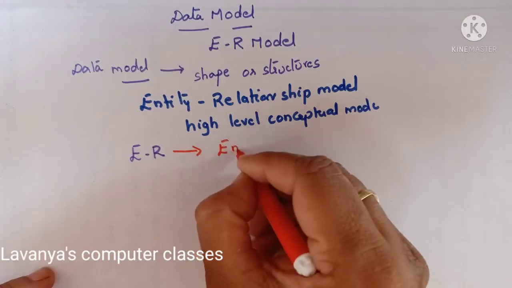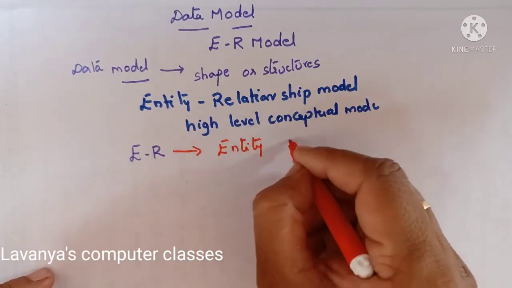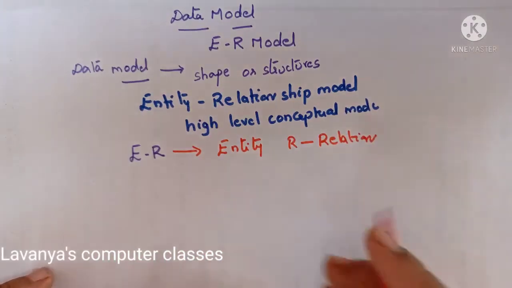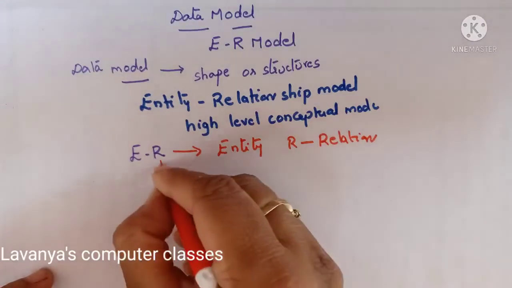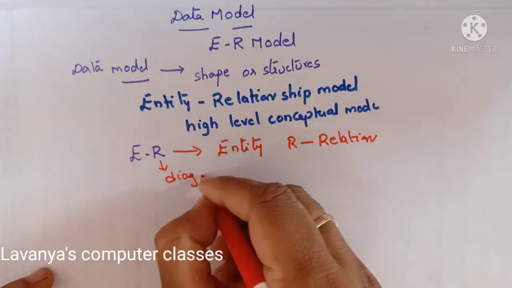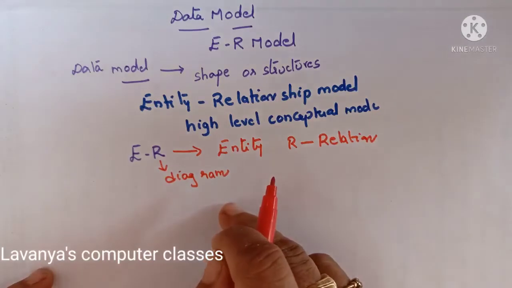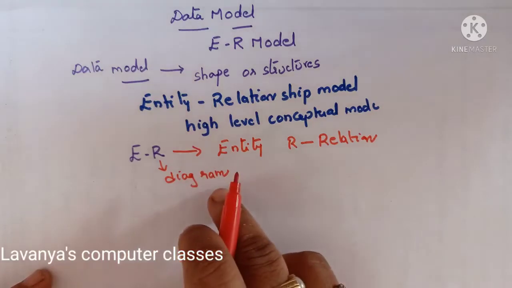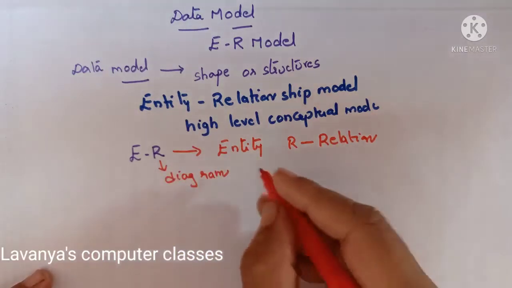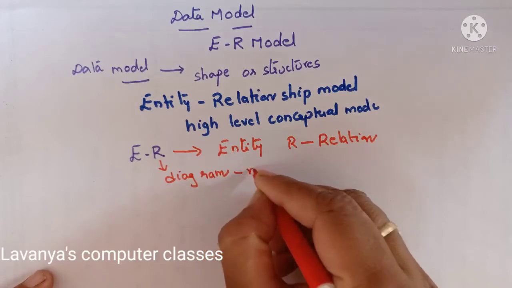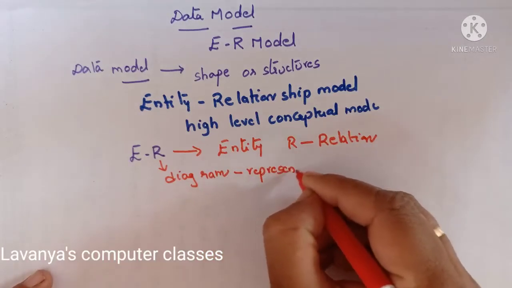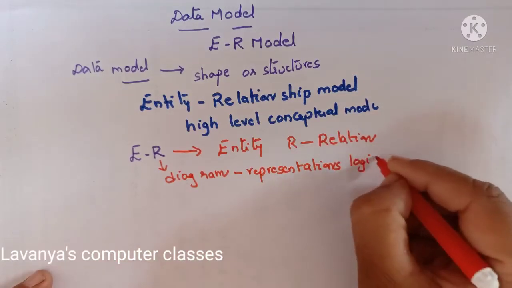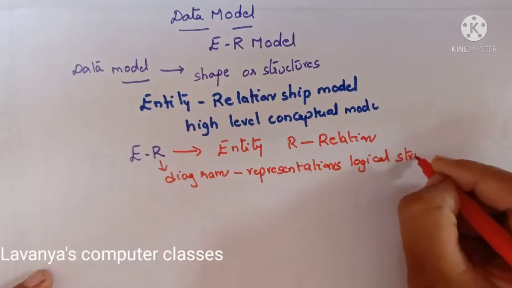In the ER model, E means entity and R means relationship. In this video, I'll just explain the components of ER diagrams. These two are the diagrammatic representation of the entire database design. The diagrammatic representation of any ER model is called an entity relationship diagram. It is the diagrammatic representation of the logical structure of the database.